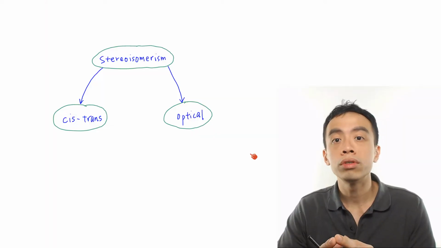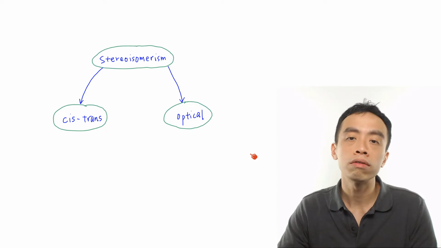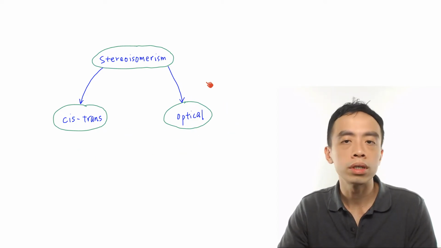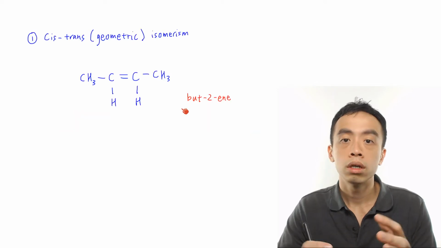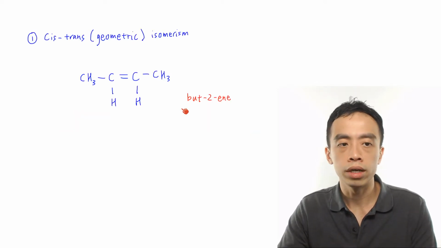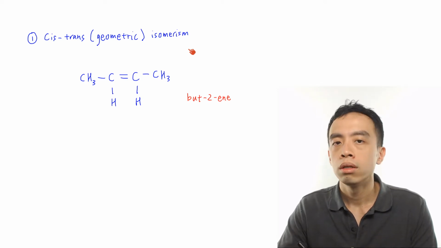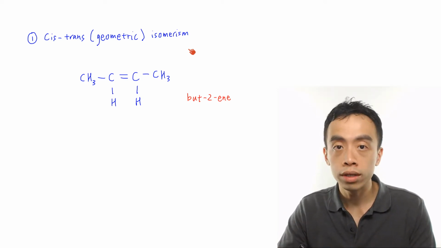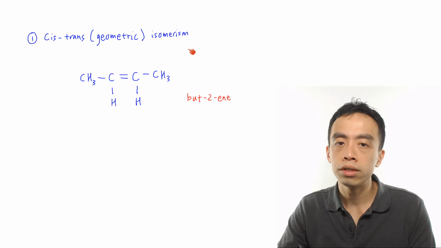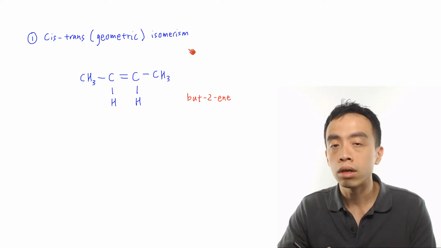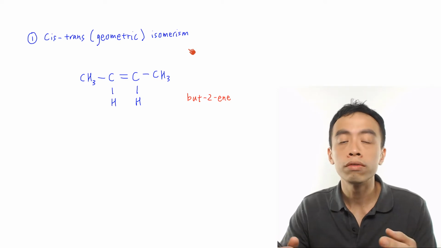Now in the A-level chemistry syllabus, we have two different types of stereoisomerism, Cis-Trans Isomerism and Optical Isomerism. The first type of stereoisomerism is Cis-Trans Isomerism or geometric isomerism. This usually occurs for alkenes, and the criterion for alkenes to have Cis-Trans Isomerism is that each of the carbons of the alkene must be bonded to two different groups.